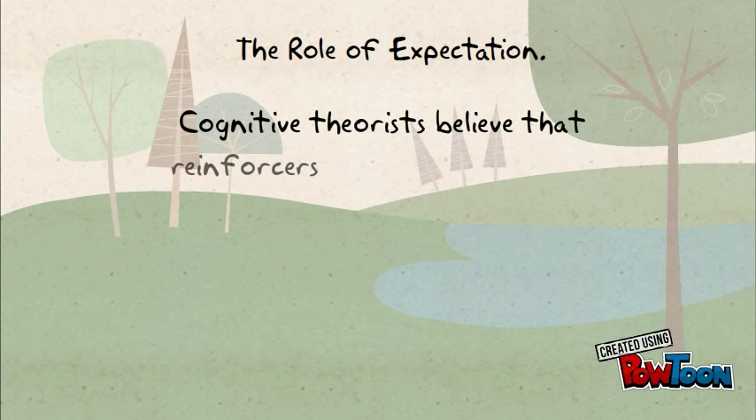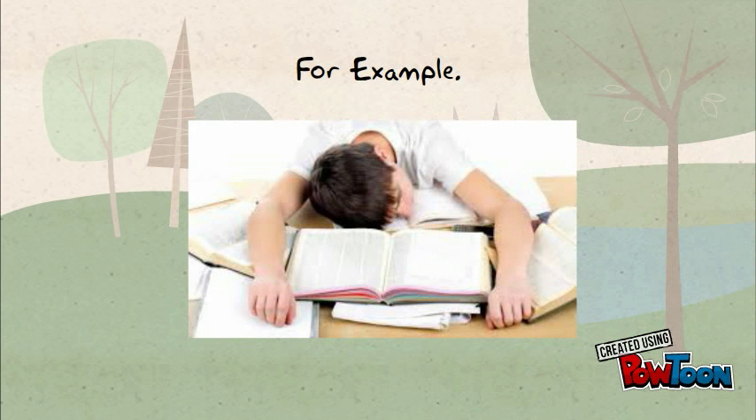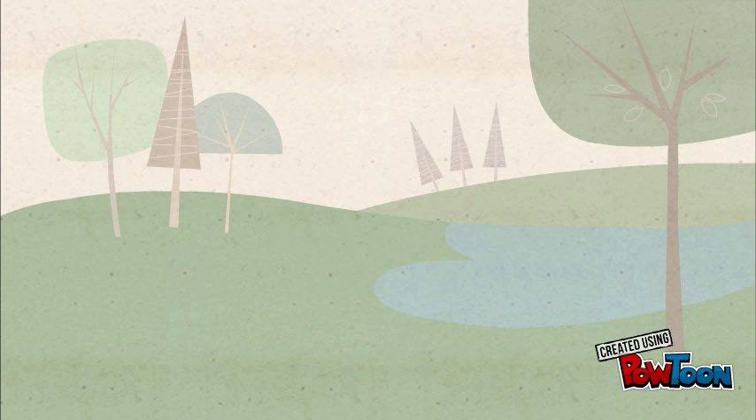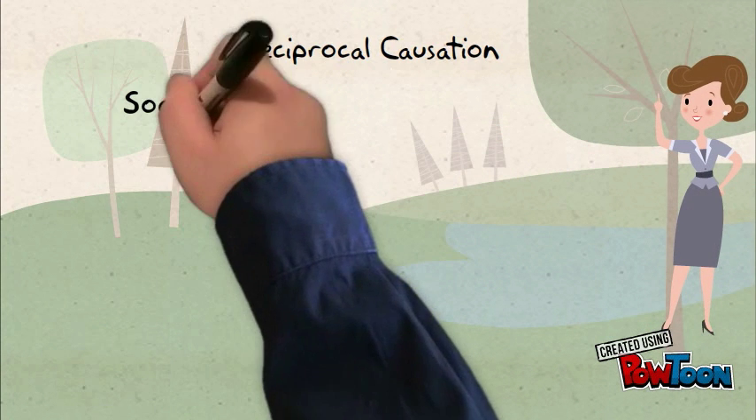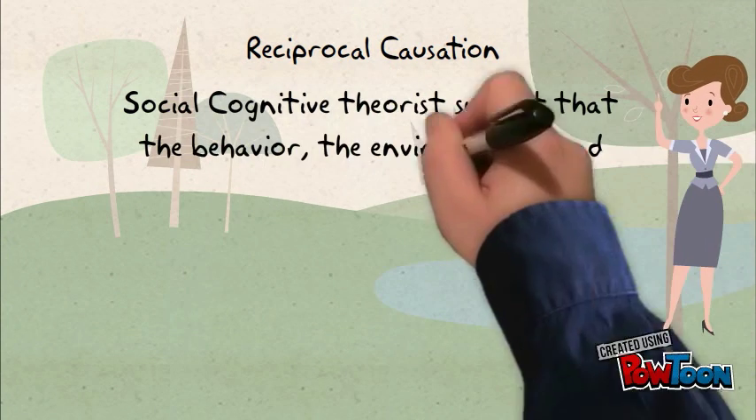An example would be you studying for an exam for several days, but you aren't reinforced until you receive your score. You sustain your efforts because you expect to be reinforced for studying. Social cognitive theory suggests that the behavior, the environment, and personal factors such as expectations are all interdependent.